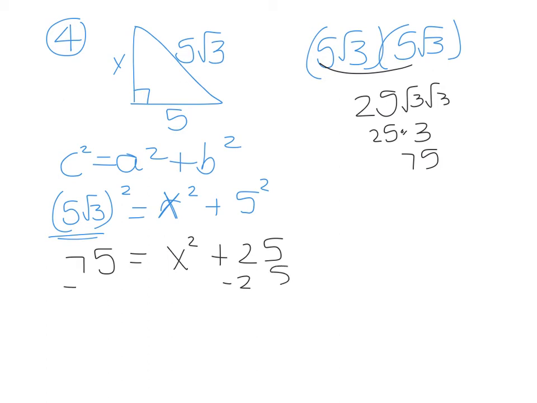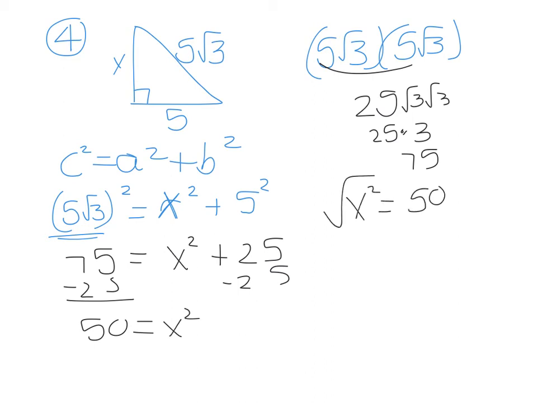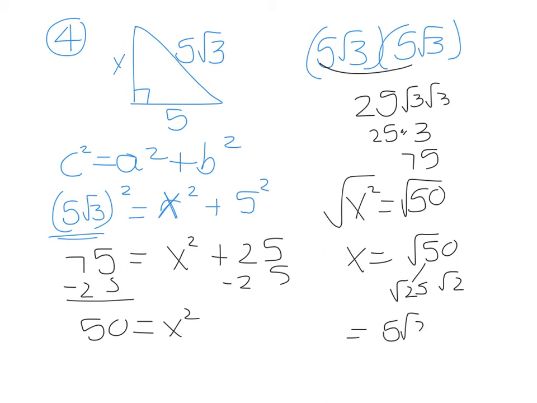Subtract 25, and I get x squared equals 50. And then I have to take the square root of both sides. X equals rad 50, which is rad 25 times rad 2, which would be 5 rad 2. And that would be your answer.